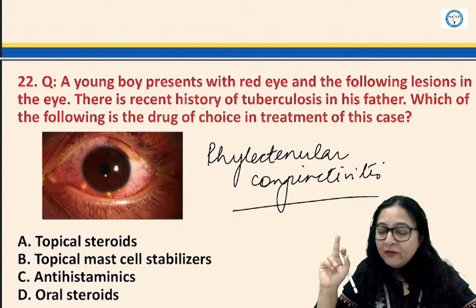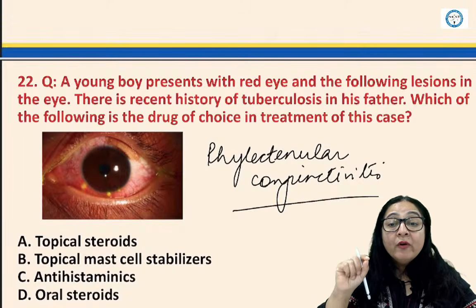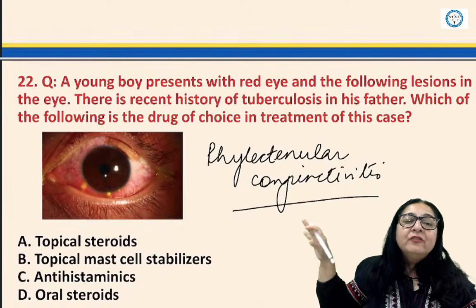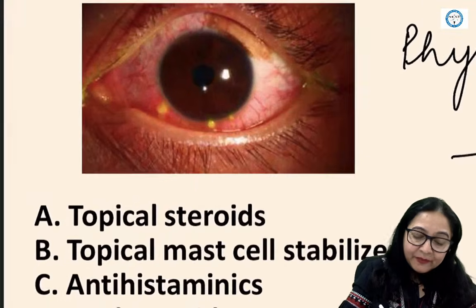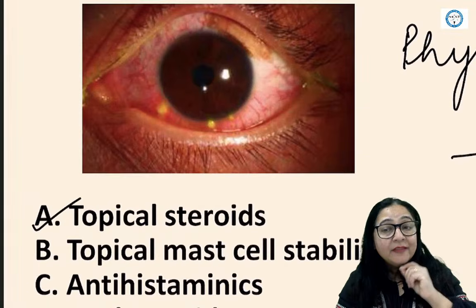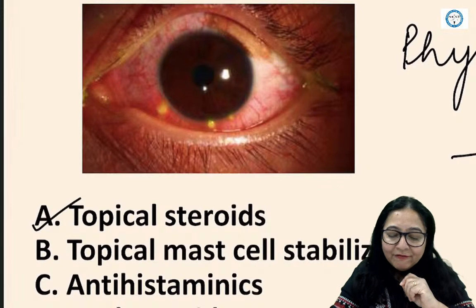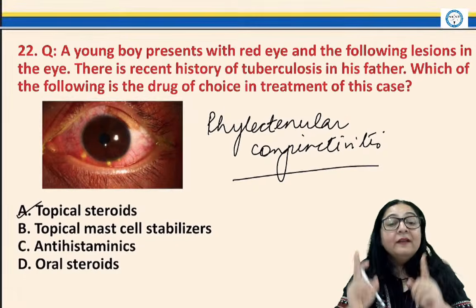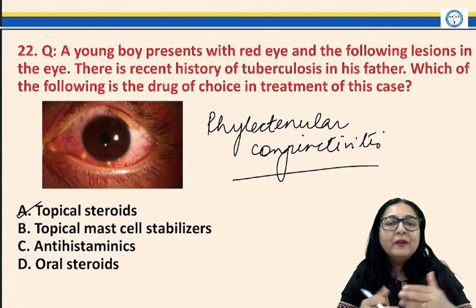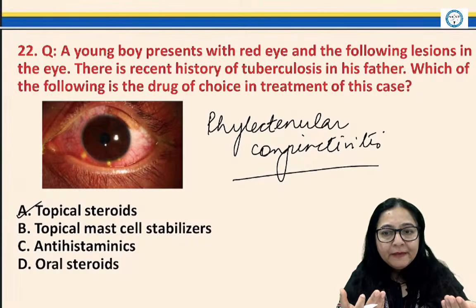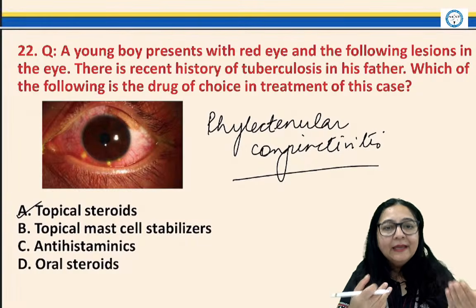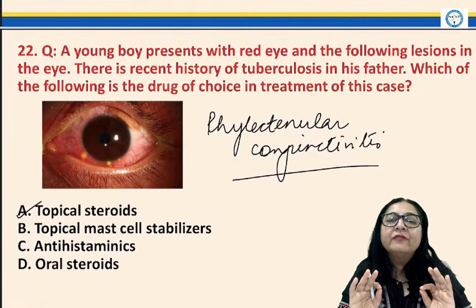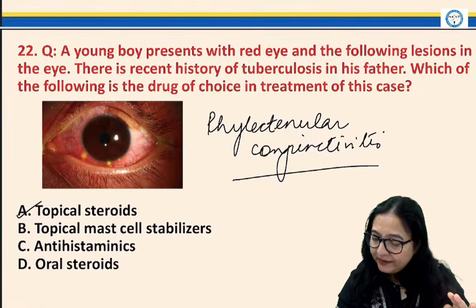But in phlyctenular conjunctivitis, it is type 4. So you need a strong anti-inflammatory drug, which is your topical steroids. Okay? So that will be the answer if they ask the drug of choice for phlyctenular conjunctivitis. Oral steroids are not needed because the inflammation is mostly in the superficial area only, in the conjunctival tissue. So topical steroids will be the drug of choice in cases of phlyctenular conjunctivitis.